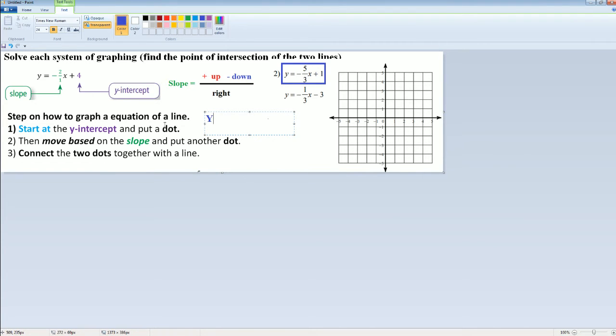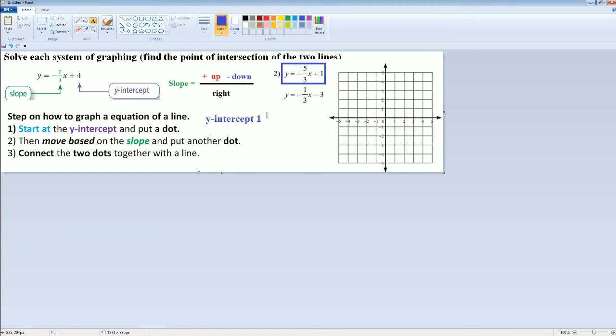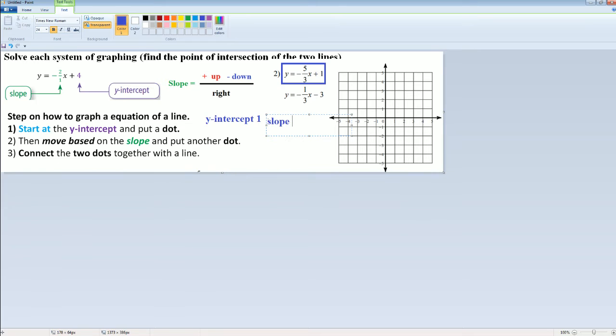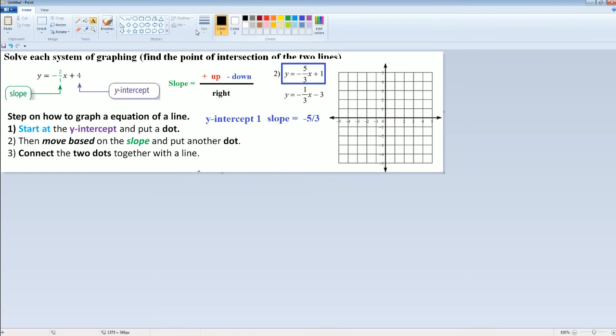The constant. So the y-intercept here would be what number? It would be 1. Is 1. Okay. What is the slope? The slope is equal to, what's the number? It's right in front of the x. -5/3. Okay. So let's do that. Let's graph that.